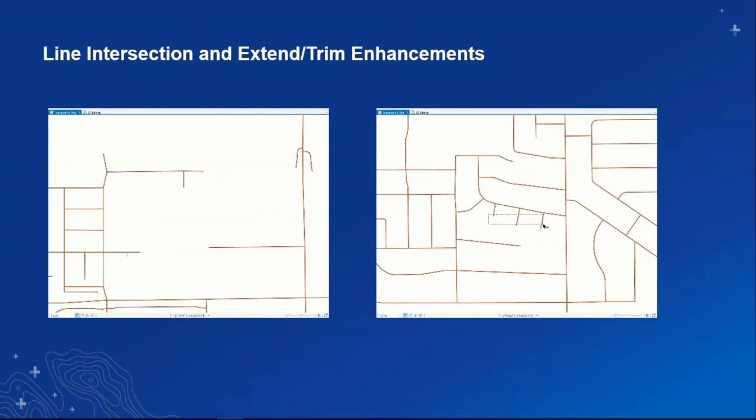The extend and trim line feature also has a new enhancement as well. I can select multiple features, and I then point to the feature that I want it to extend all the way to, and it will go through and connect, also making intersection points at that location.